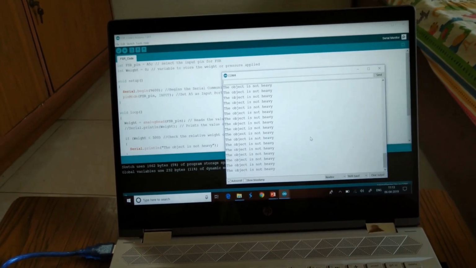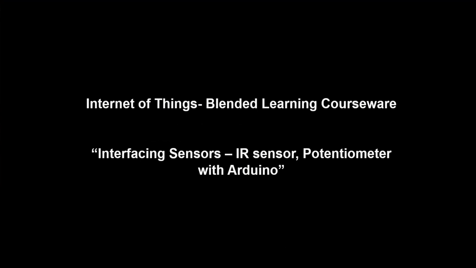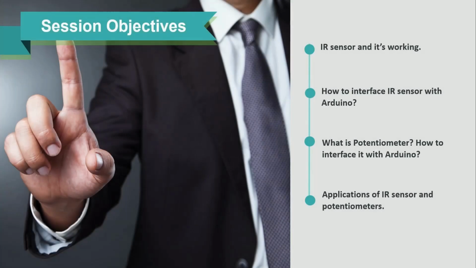Thank you. In this session, we are going to learn how to interface an IR sensor and a potentiometer with Arduino through a step-by-step explanation and also with a demo. After listening to this session, the listener will have a clear idea about how an IR sensor works and what it is all about, how we interface an IR sensor with Arduino, what a potentiometer is all about and how we interface it with Arduino, and applications of IR sensor and potentiometer. All these will be covered in this session, and it will be a practical learning session.